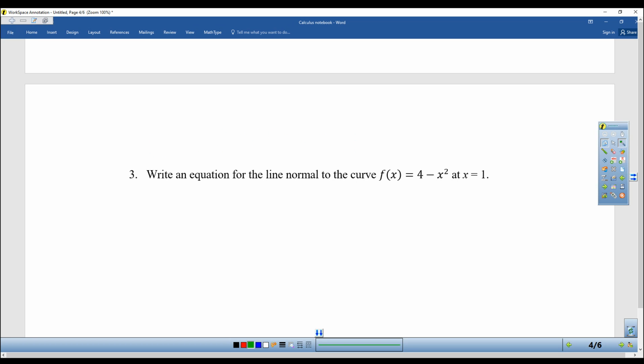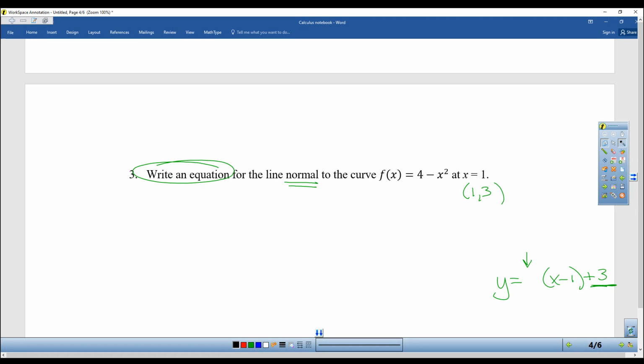Okay, write an equation for the normal line to the curve f of x is equal to 4 minus x squared at x is equal to 1. I'm going to say two things. Number one, whenever you see the directions "write an equation for the line," right away you should be doing this: x minus 1 plus something. You need to find the actual point. So when x is 1, you get 3. You are literally halfway done. All you need now is that slope.